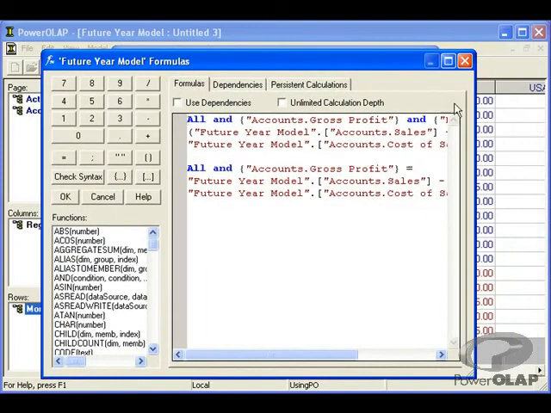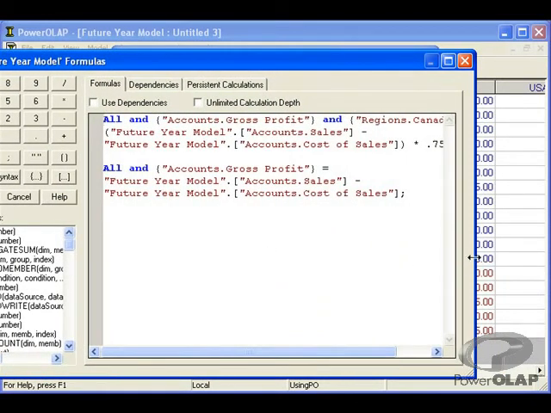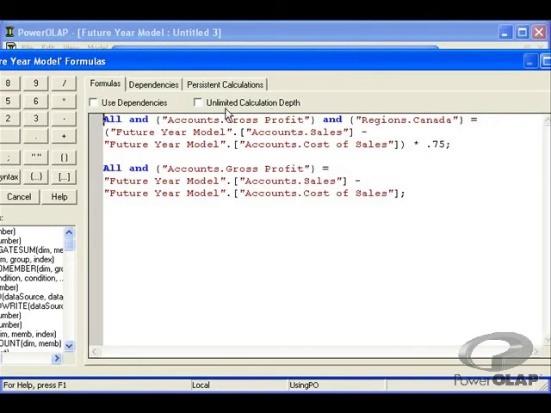In this example here, we currently have two formulas defined, each with different left-hand sides. The first left-hand side is Gross Profit and Regions Canada. The second one is simply Gross Profit. A couple things to note about this.